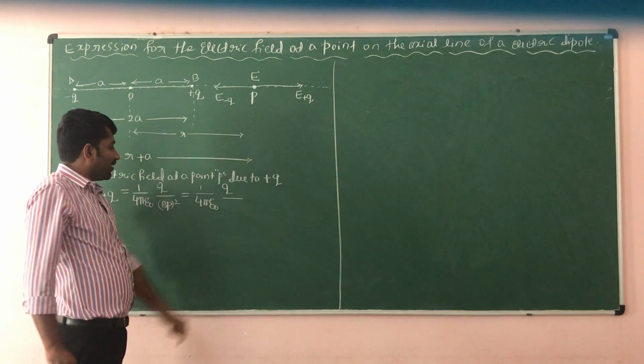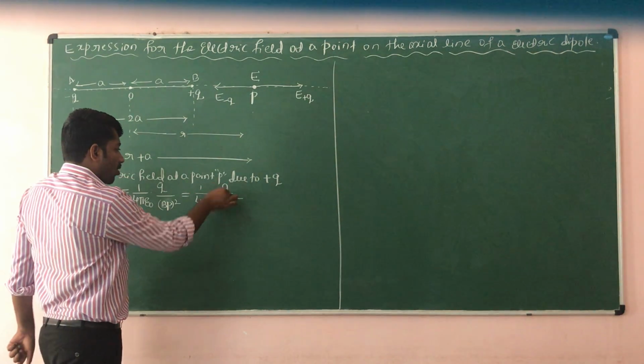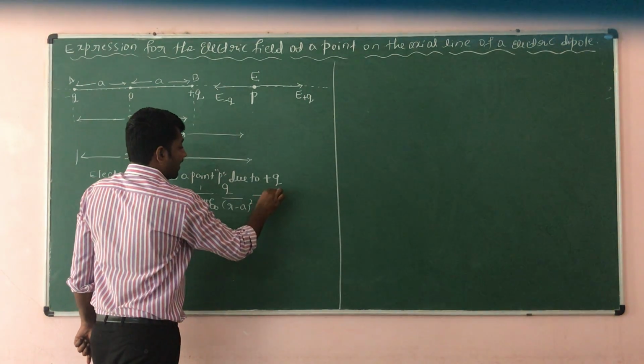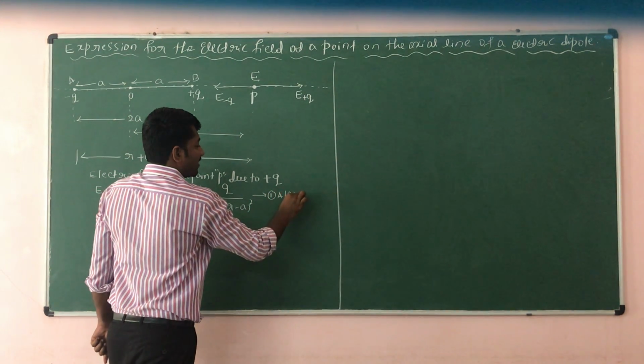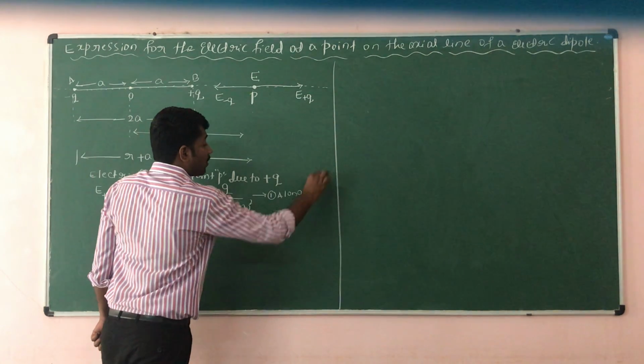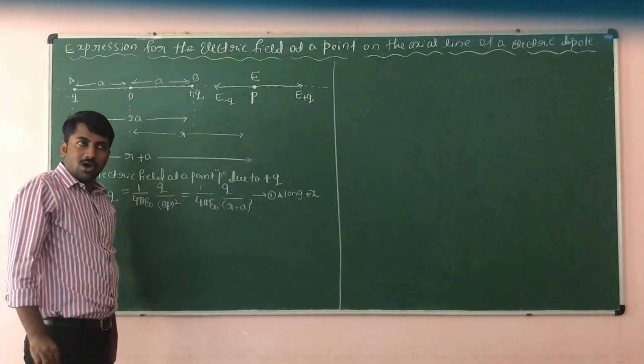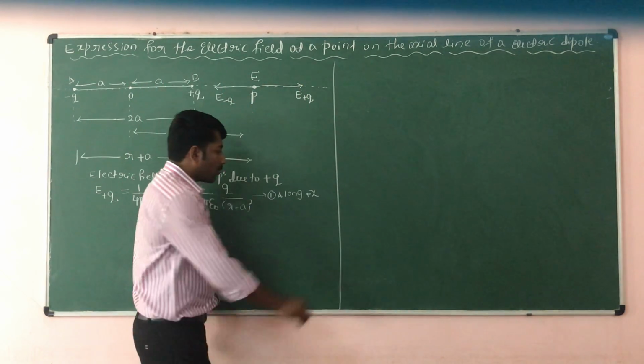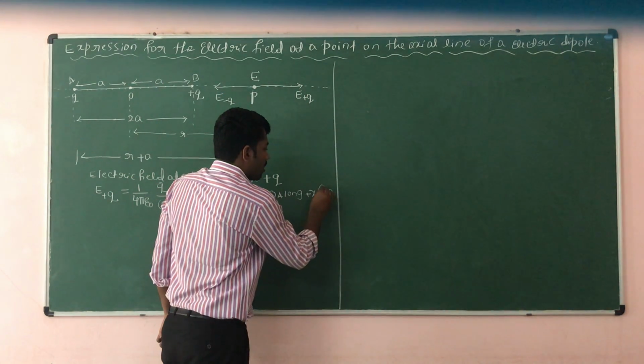R minus A. E1 is equal to 1 divided by 4 pi epsilon naught Q divided by R minus A whole square. This is equation number 1, along the positive x axis, or along B to P.